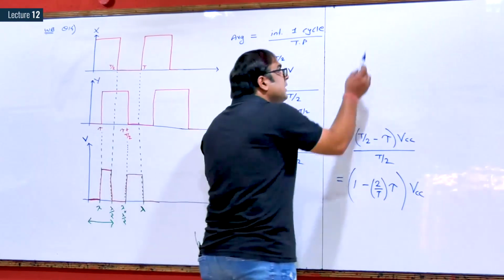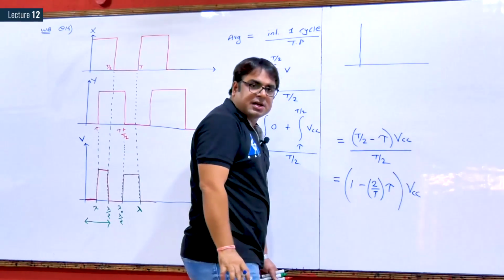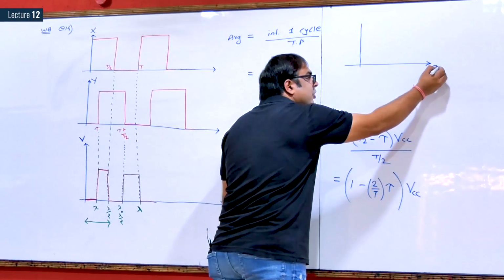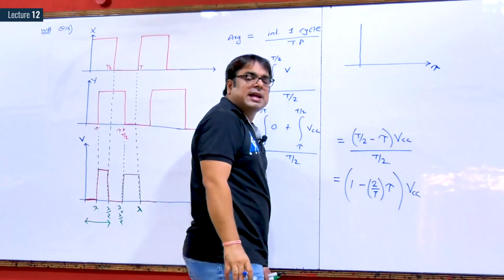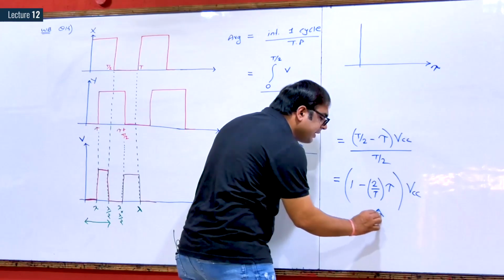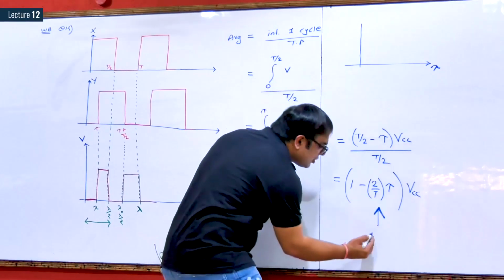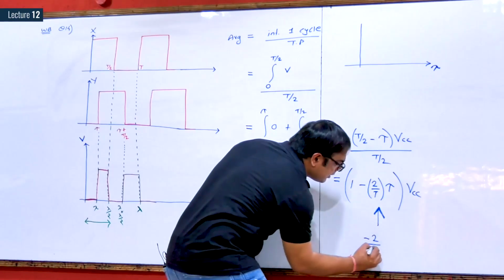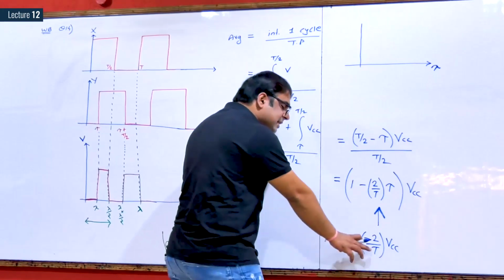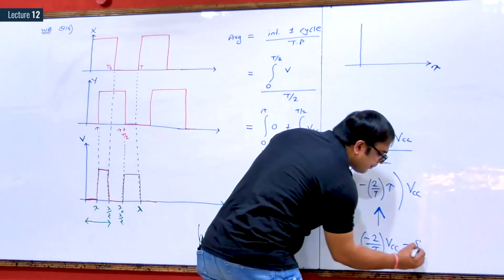If you observe all the options, they have an axis of tau. What is the coefficient of tau here? The coefficient of tau is minus 2 by T into VCC. What is the coefficient of tau? It is representing the slope.